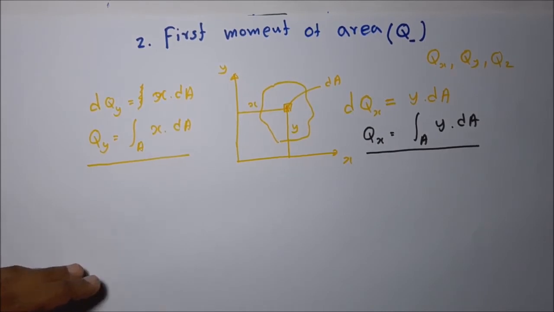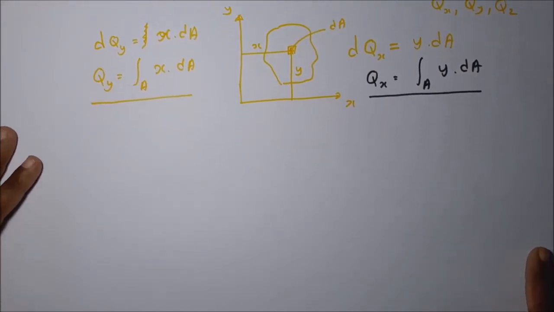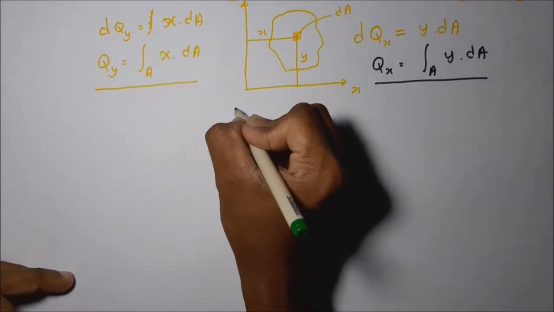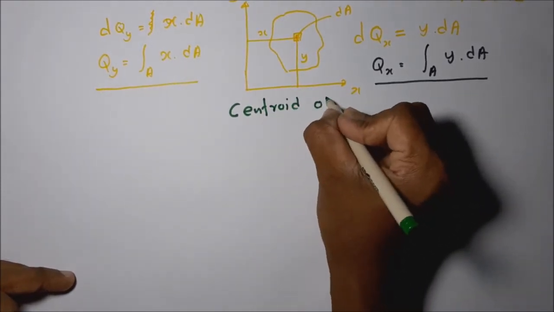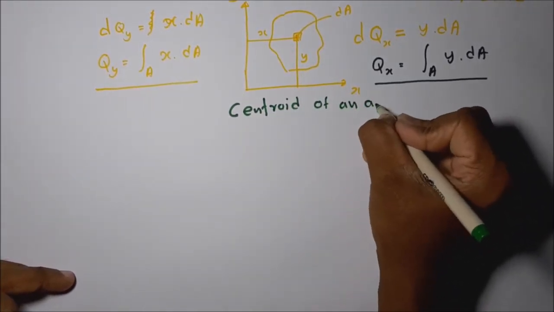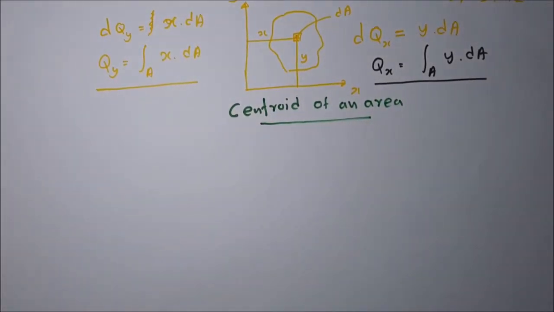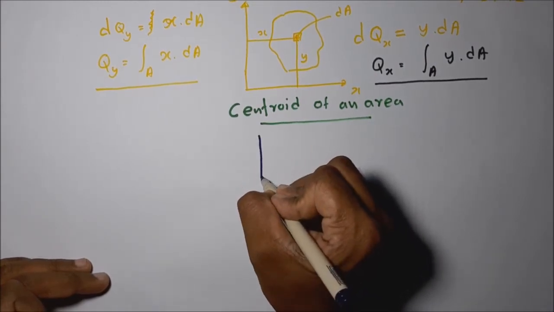Okay, then with the first moment of area, we can discuss the centroid of an area. What is the centroid? The centroid means the geometric center of the area. Geometric center of the area. I will explain this one.